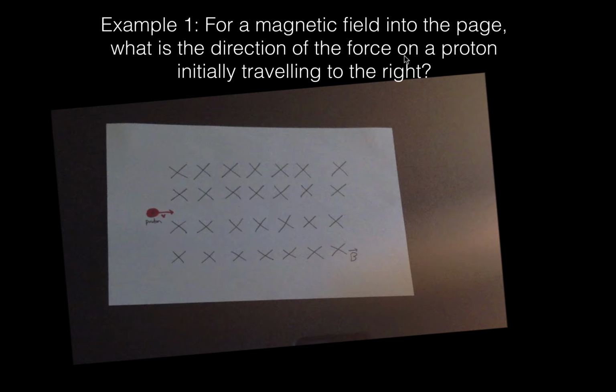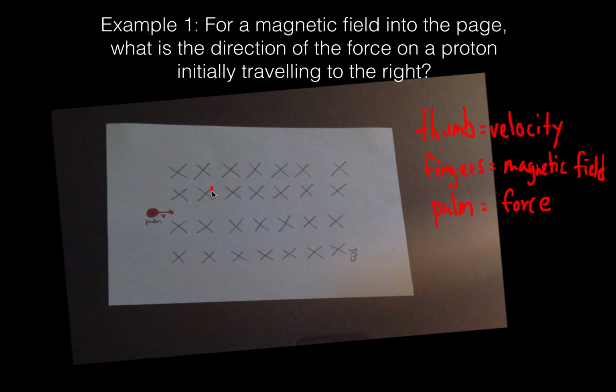So again, your thumb points in the direction of the velocity. Your fingers in the direction of the magnetic field. The palm of your hand indicates the direction of the force, which is up towards the top of the page.